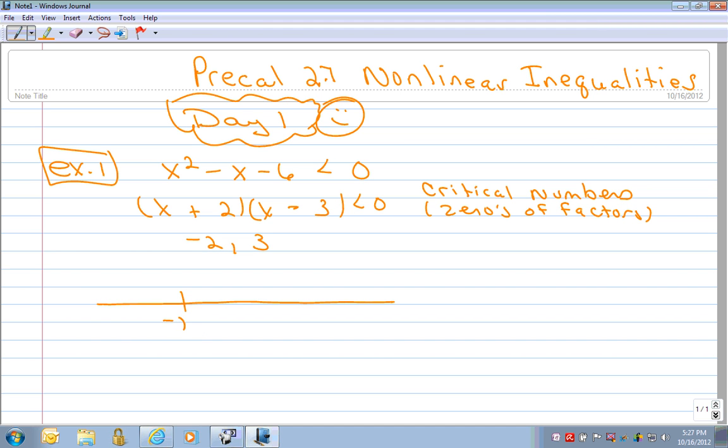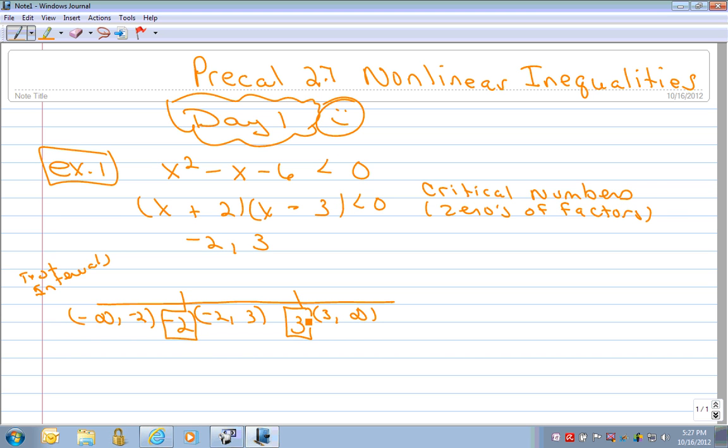So if I have negative 2 here and 3 here, we're going to test each interval. These are test intervals. The first test interval, over here, is from negative infinity to negative 2. The second test interval is from negative 2 to 3. And the third test interval is from 3 to positive infinity. And of course, then we actually have to test our critical values as well.